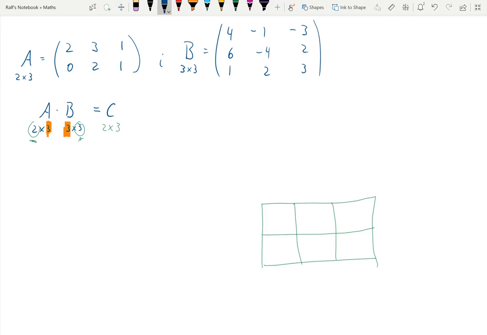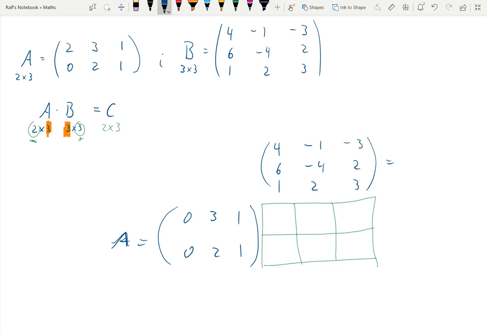And now let me arrange the matrices A and B in a very particular way. I'll put A to the left of this. So here we have 0, 3, 1 and 0, 2, 1. And I'll put B, so this is matrix A, and I put matrix B on top of this box. So here we have 4, 6, 1, negative 1, negative 4, 2, and negative 3, 2, 3. And so this is B.